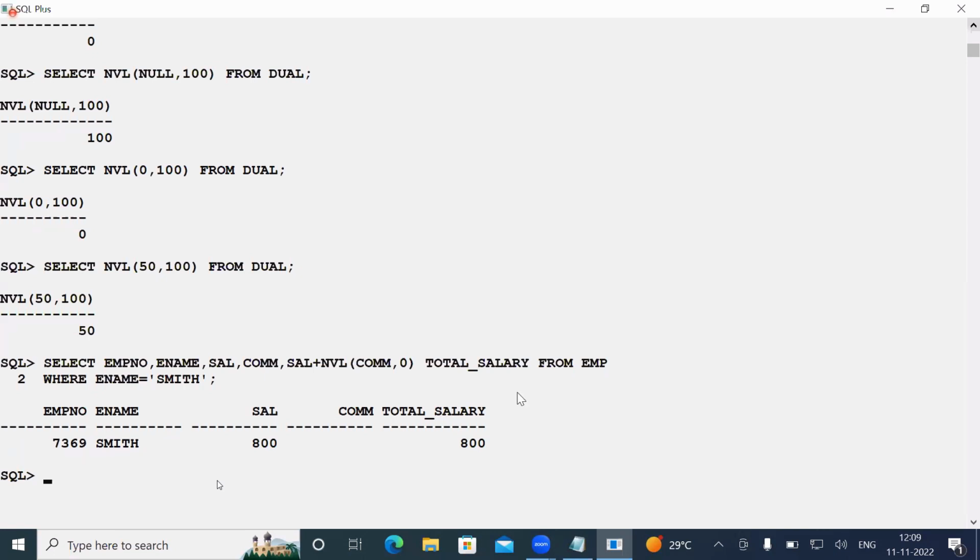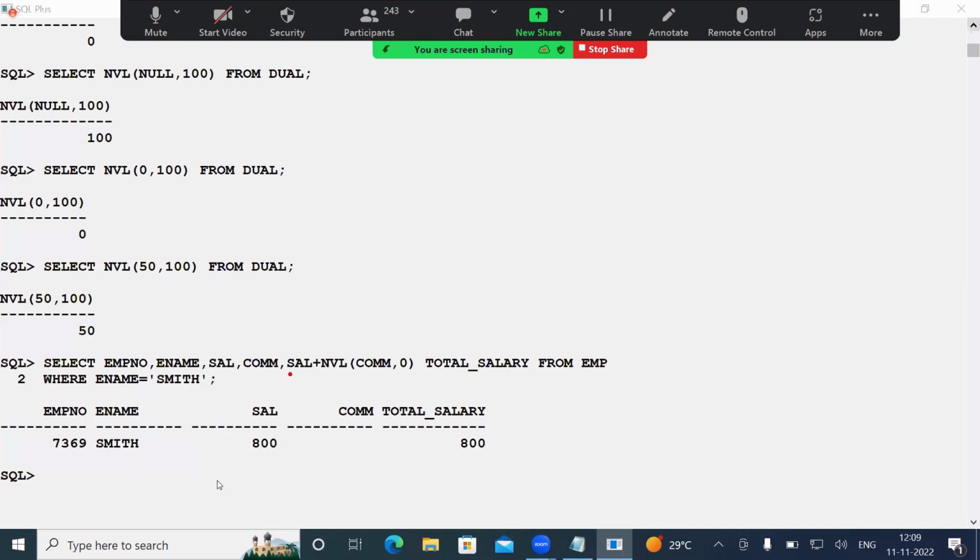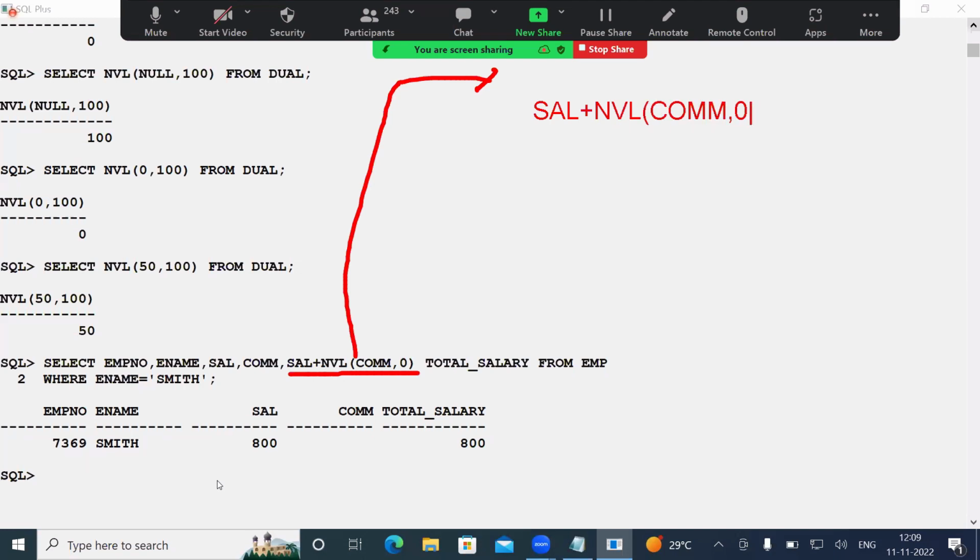In this, what happened, you can see carefully. Here, this is my expression. This expression I'm writing now, observe carefully. So what is my expression now? Salary plus NVL of commission, comma 0 is my expression. So now in this expression, substitute your values. Smith employee salary, how much here? 800. That 800 I'm substituting here.